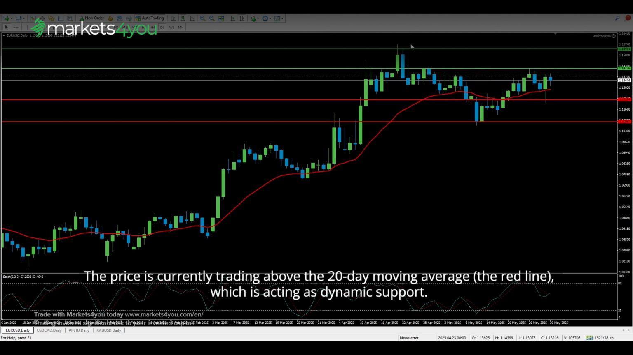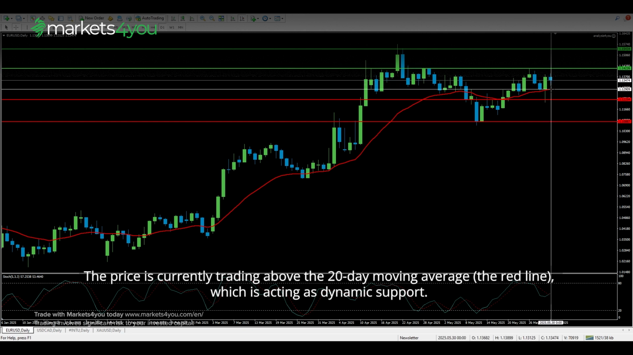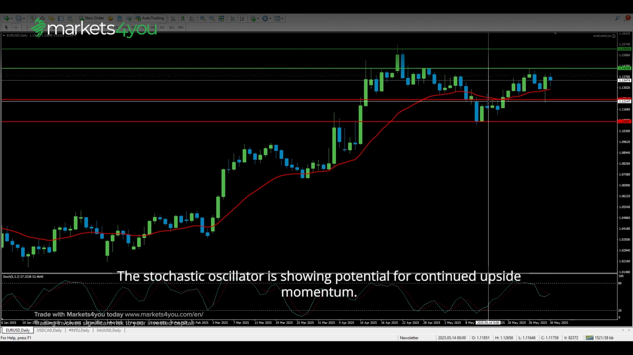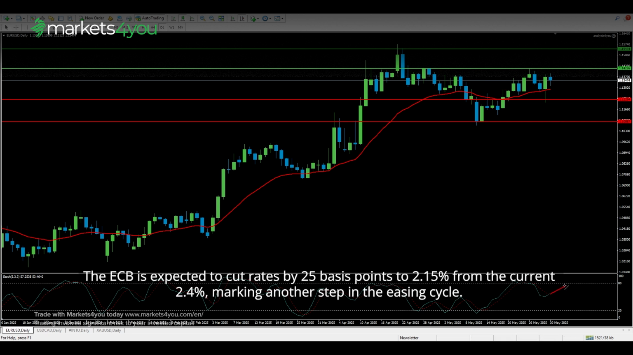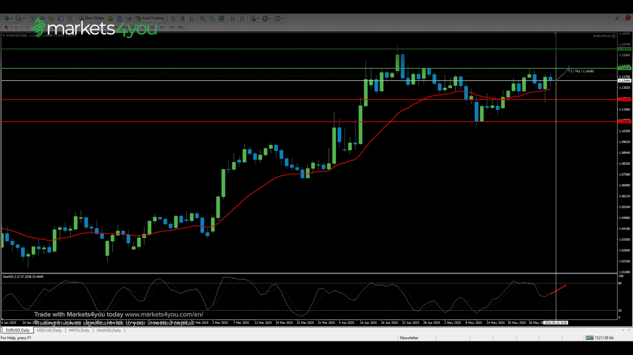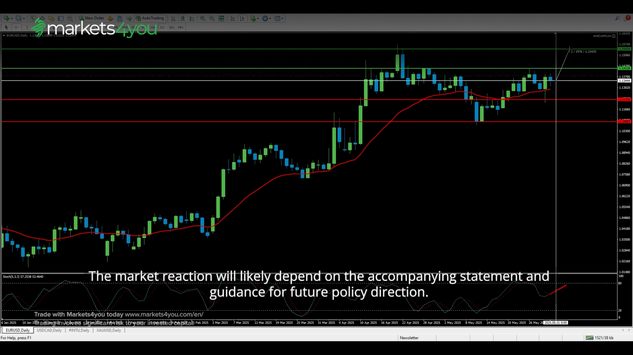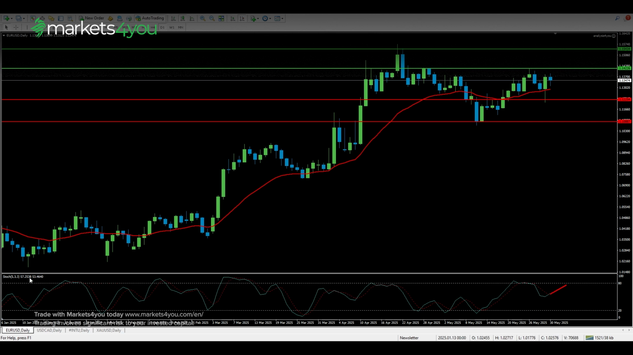The price is currently trading above the 20-day moving average, the red line, which is acting as dynamic support. The stochastic oscillator is showing potential for continued upside momentum. The ECB is expected to cut rates by 25 basis points to 2.15% from the current 2.4%, marking another step in the easing cycle. The market reaction will likely depend on the accompanying statement and guidance for future policy direction.